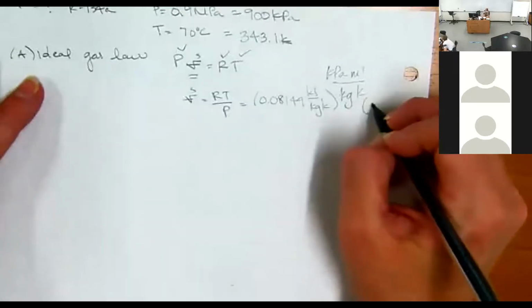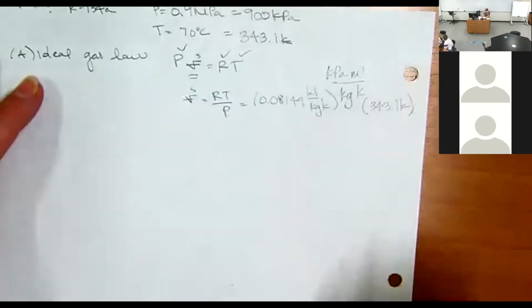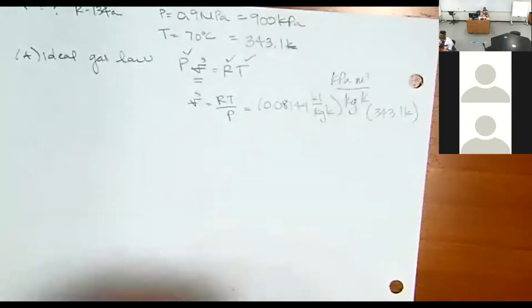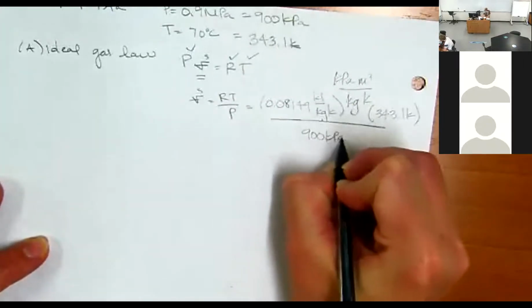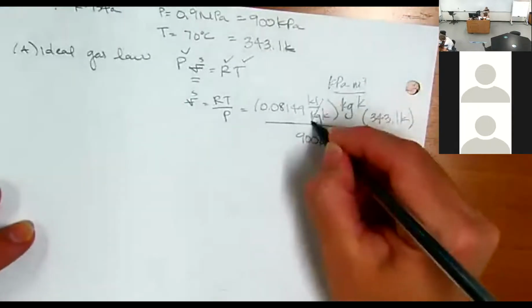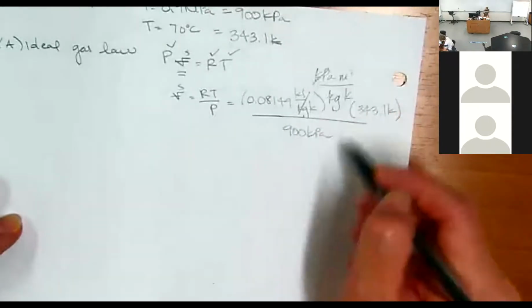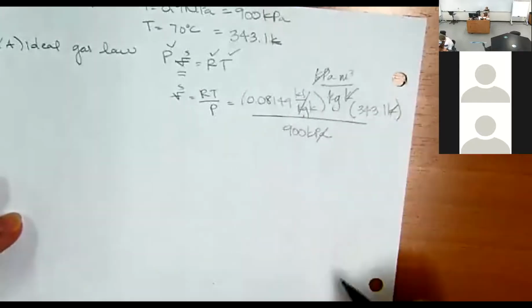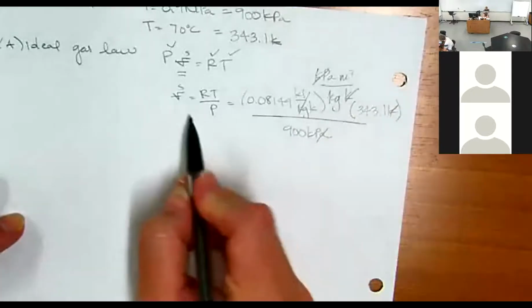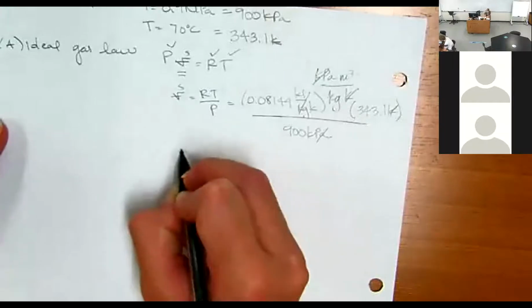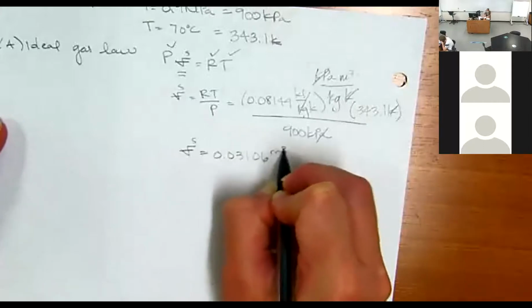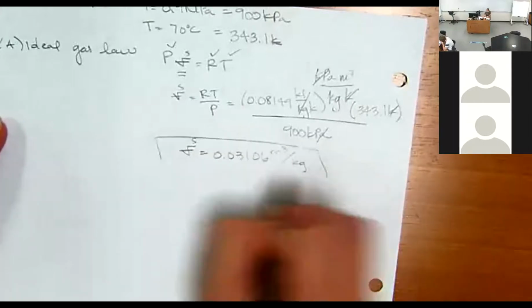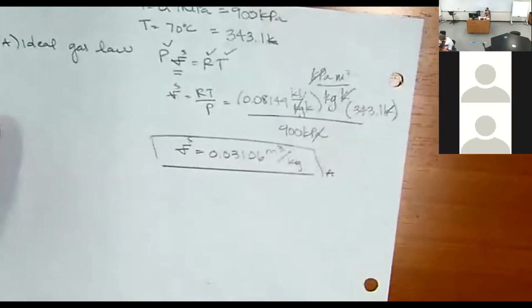So that's our R value, and our T value is 343.1 Kelvin. And then we're going to be divided by 900 kilopascal. So I'm not going to choose these units, I'm going to choose these units. So here, kilopascal is going to cancel. My Kelvins are going to cancel. And I'm left with cubic meter per kilogram, which are units of specific volume, which is what I want. So my specific volume based on the ideal gas law is 0.03106 cubic meter per kilogram. So here's my answer for part A. Thank you, Emma.